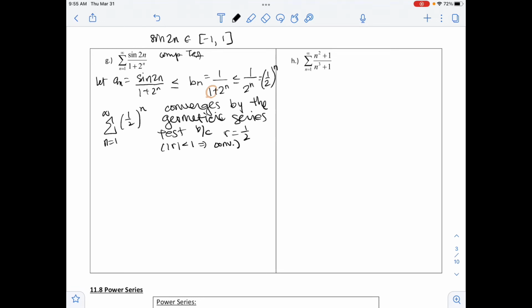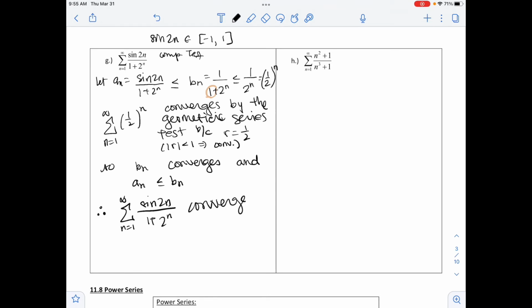And so since the sum of b sub n converges, and a sub n is less than or equal to b sub n, we can use the comparison test, and that says that therefore the sum from n equals 1 to infinity of sine of 2n over 1 plus 2 to the nth power converges also. And this is by the comparison test.